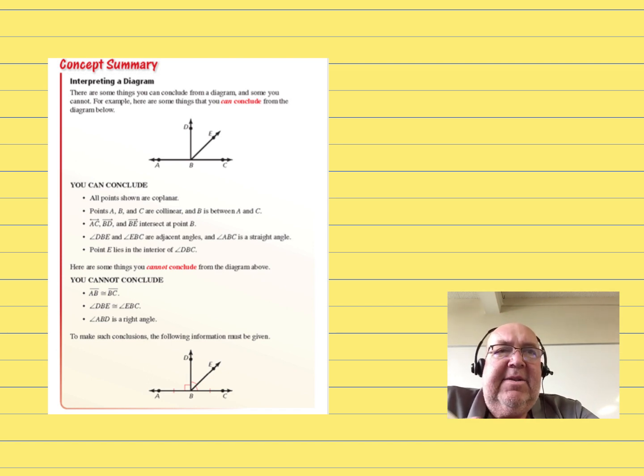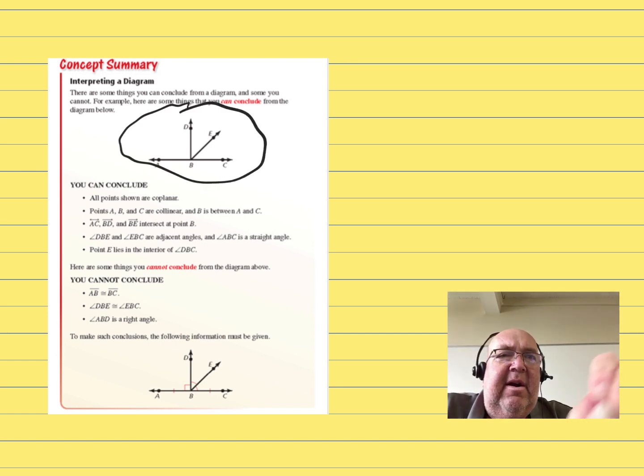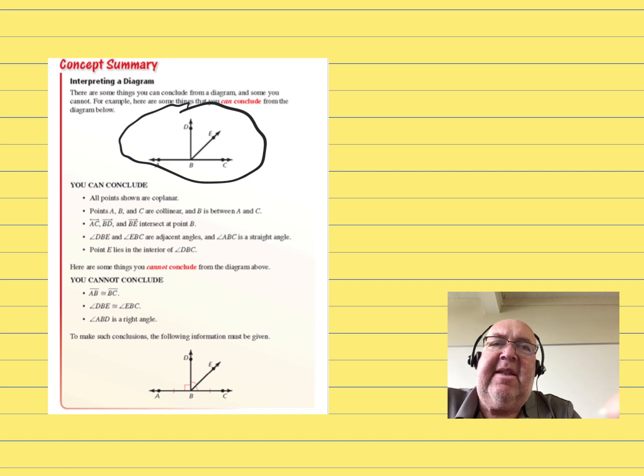As we look at something, we can conclude certain things. When we look at this top figure, all of those points are on the same plane because it's a flat sheet of paper, just like we mentioned about a map. So A, B, C are all collinear, meaning those are on the same line, but all the points are coplanar. We can also tell that point B is between points A and C. We can't tell anything else about that at this time.